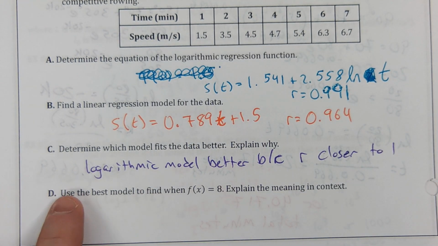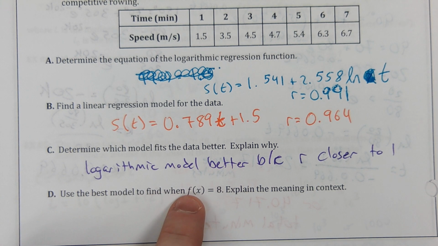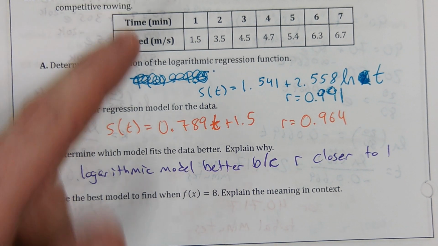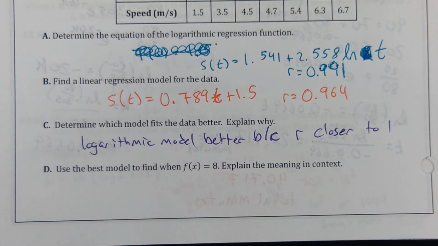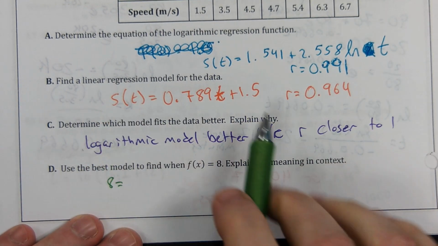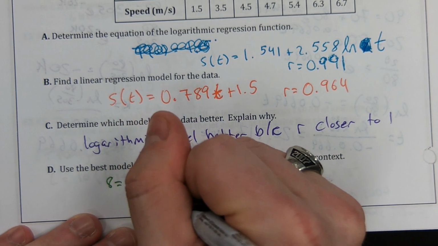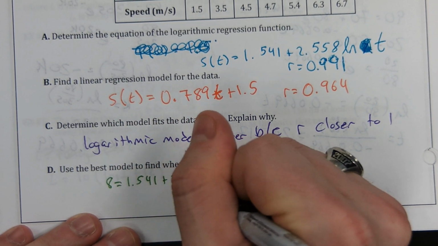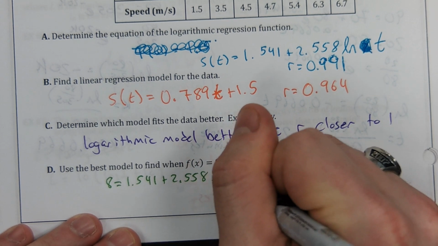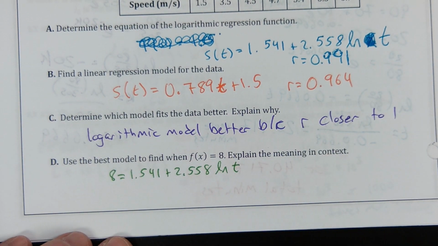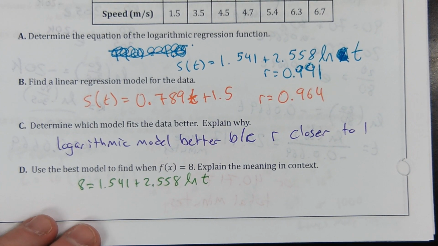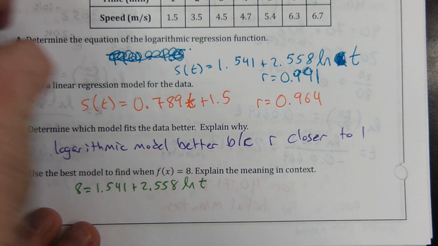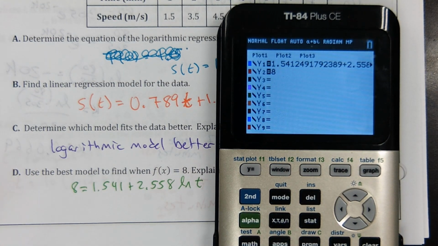It says figure out when this f of x, which I have as s of t, equals 8. So when does this equal 8? So we set 8 equal to our top model, 1.541 plus 2.558 natural log of time. And we could use exponentials and inverse operations and all that stuff. Or we could just do second trace intersect. I like second trace intersect because it allows us to review an old concept.